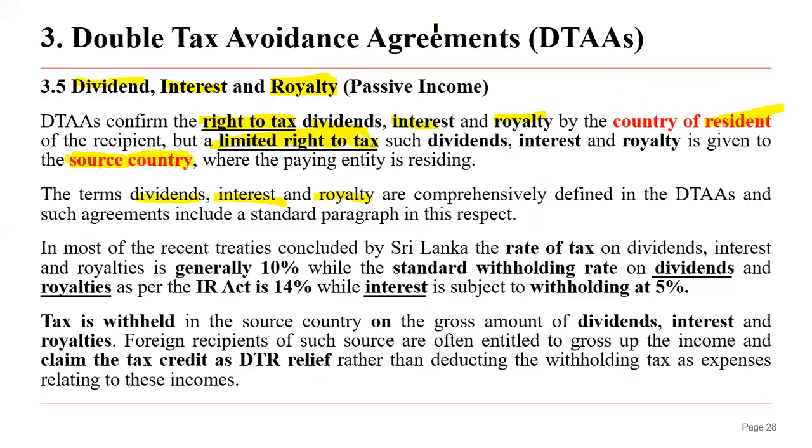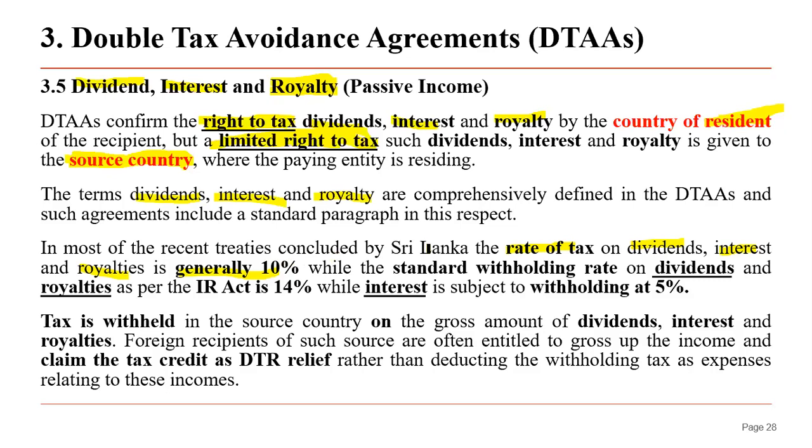So here is another important point I need to highlight to you. In the most recent treaties concluded by Sri Lanka, the rate of tax on dividend, interest and royalty is generally 10%. You know that, generally 10%, right? It is clear. There are some other rates as well.